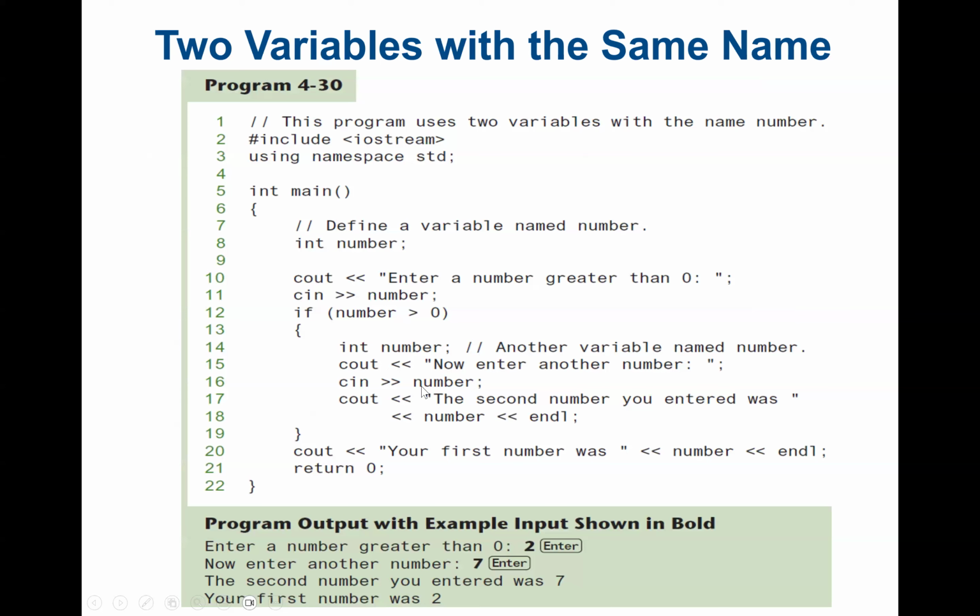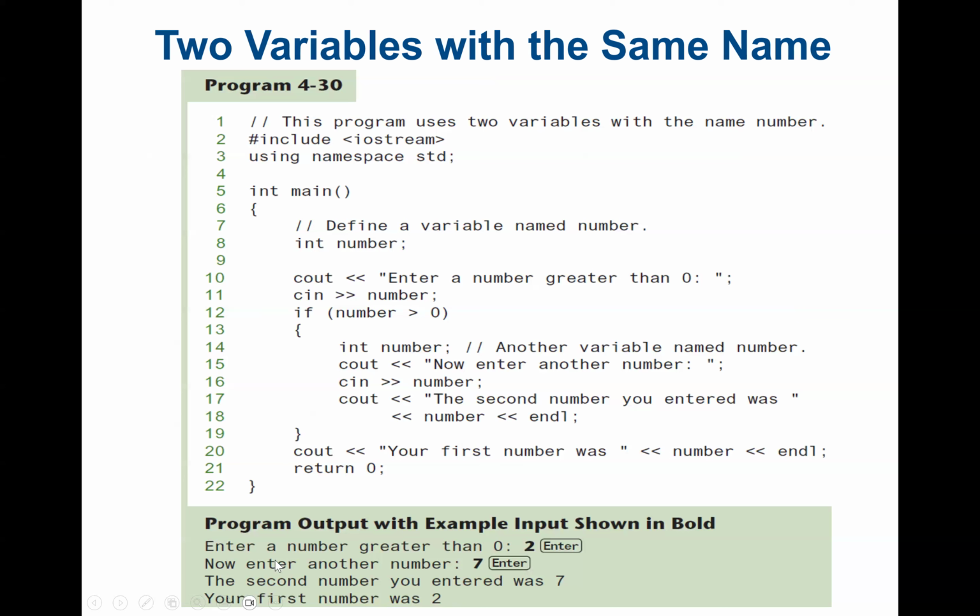So here we tell the user to enter another number. The second number you enter will be printed. Now, outside the if condition, if we want to print the number, it will print the number we declared outside. So the cout inside the if condition is only for inside the condition of the if. Now, outside the if condition, the outer number will be printed.